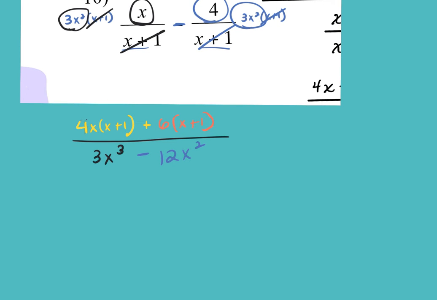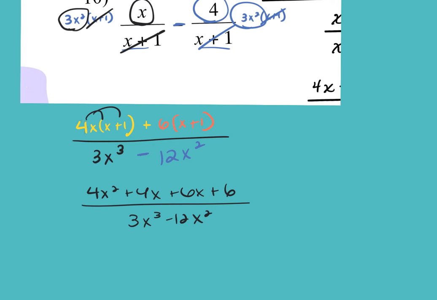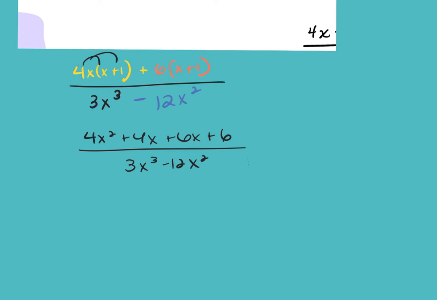Now I distribute what's left. So 4x squared plus 4x plus 6x plus 6 all over 3x to the third minus 12x squared. Then I combine my like terms here. So 4x squared plus 10x plus 6 over 3x to the third minus 12x squared. Now, if this is multiple choice, I'm going to my choices and seeing if that's there to save myself some time. If it's not, then I know I have to keep going and try to factor it.